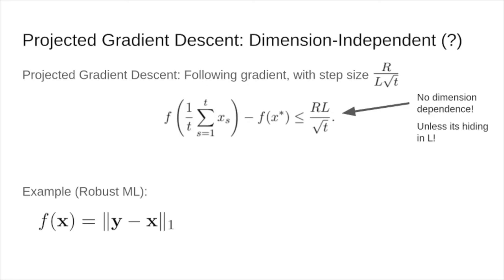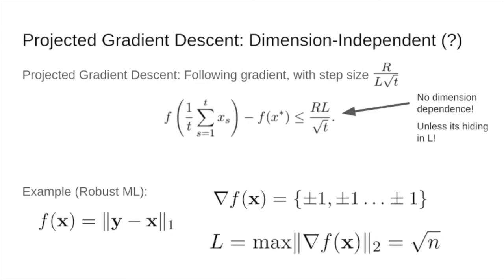For example, if you're trying to, let's say, learn y by following your gradient, and your error is in terms of the L1 norm, which is like the Manhattan distance, your gradient is going to be all plus and minus ones, which means the size of your gradient is going to be the square root of n. So even though it's a pretty well-behaved looking problem, your Lipschitz constant is going to scale with the dimension of the space you're working in. So this isn't great if you're in high dimensions.